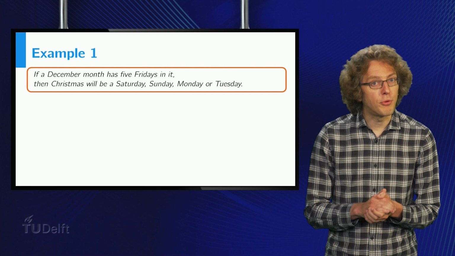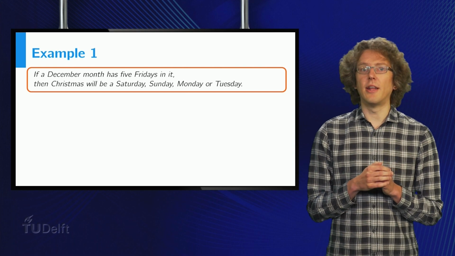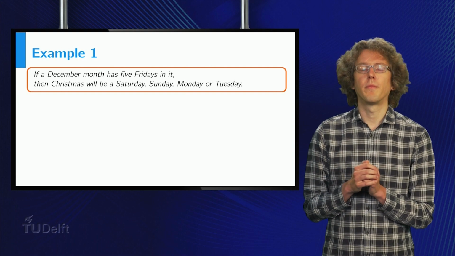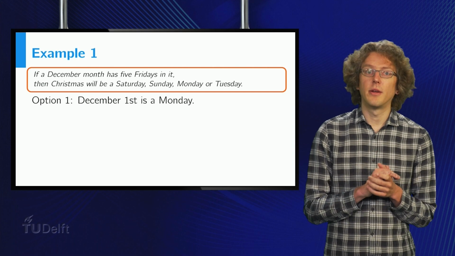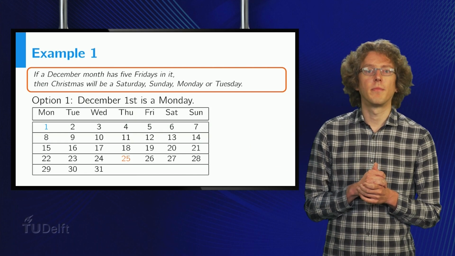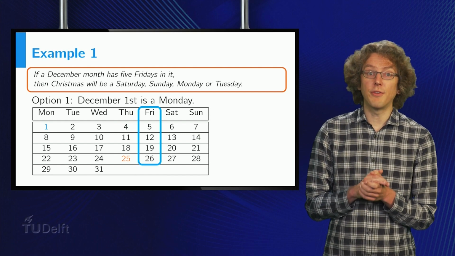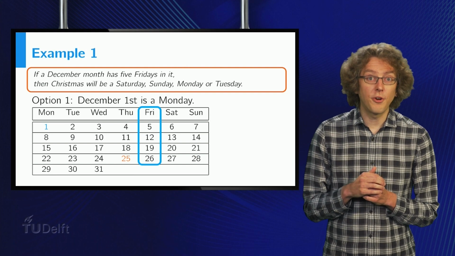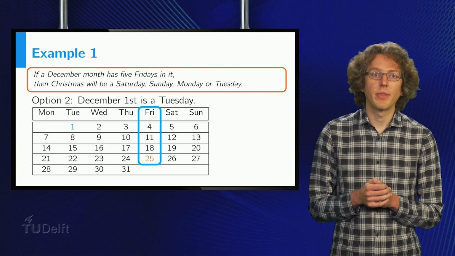Let us construct a proof. If December should have 5 Fridays, we first should start with all possible options. First, consider that December 1st is a Monday. Then you get the following calendar for December. As you can see, this is not a December with 5 Fridays. So next, consider December 1st is a Tuesday. Nope, only 4 Fridays again.